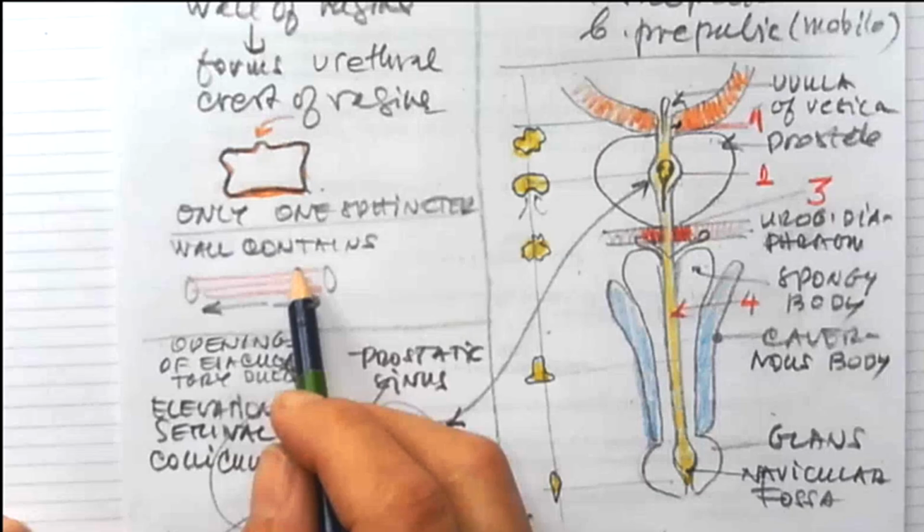So the wall contains the longitudinally passing fibers. If they contract, then they dilate. Of course, the contraction leads to the dilation. This is the dilator, in fact, dilator of the urethra. I'm sure that this is more than sufficient. So we did the best.